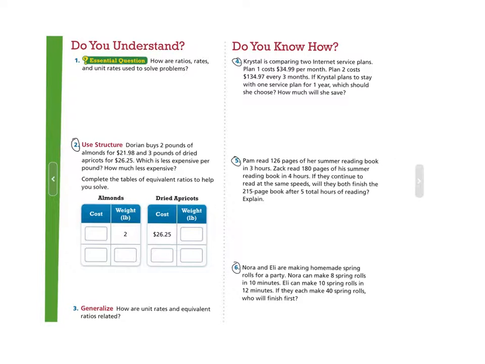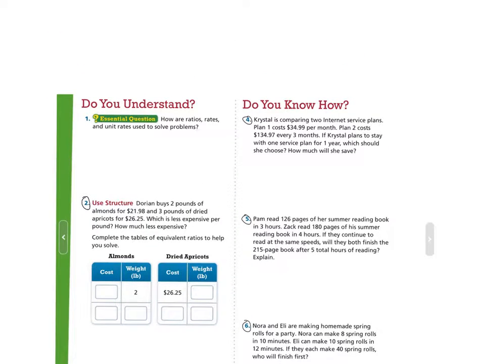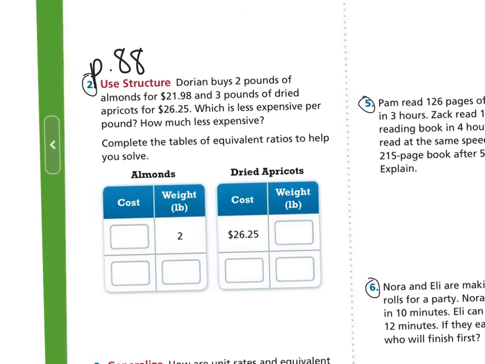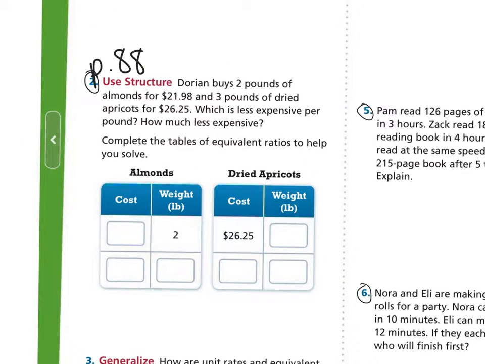So continuing our lesson on ratios, rates, and unit rates, if we look on page 88, we're going to look at the do you understand number 2. So it says Dorian buys 2 pounds of almonds for $21.98, 3 pounds of dried apricots for $26.25. And the question is, which is less expensive per pound, and then also how much less expensive.